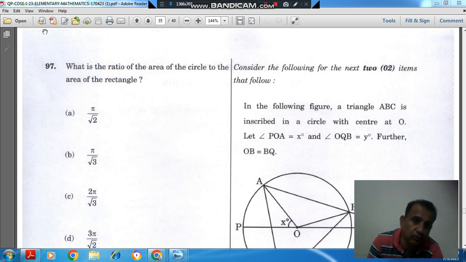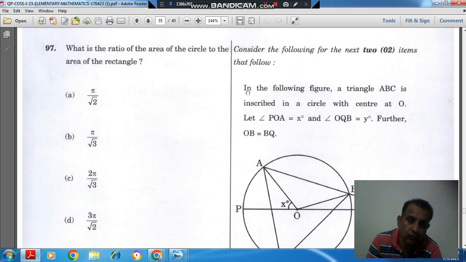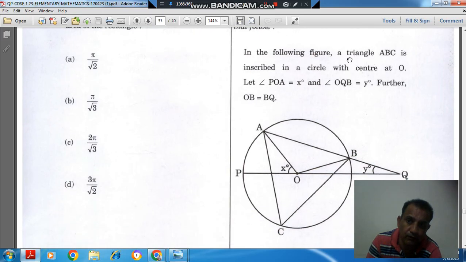Hello, welcome in. We are solving the elementary mathematics paper of year 2023 of CDS exam 1. For questions 99 and 100, there is a common statement: consider the following for the next two items that follow. In the following figure, a triangle ABC is inscribed in a circle with center at O.